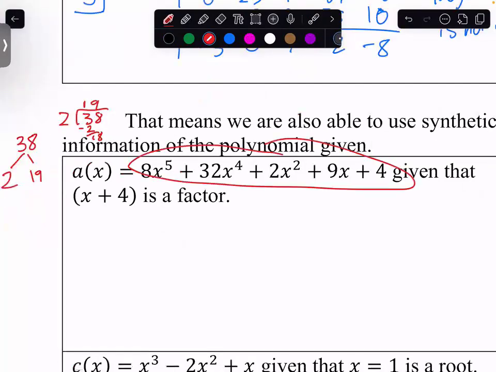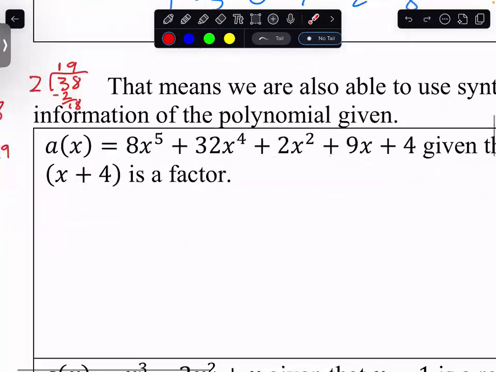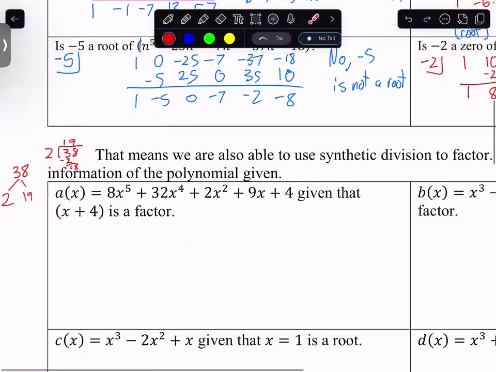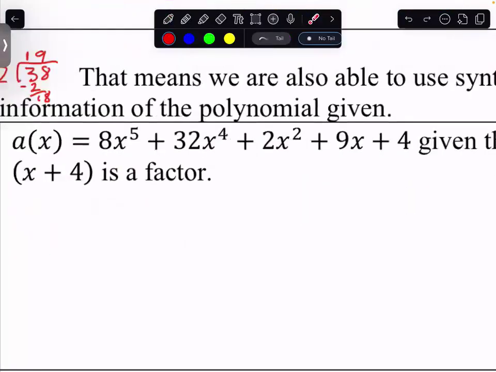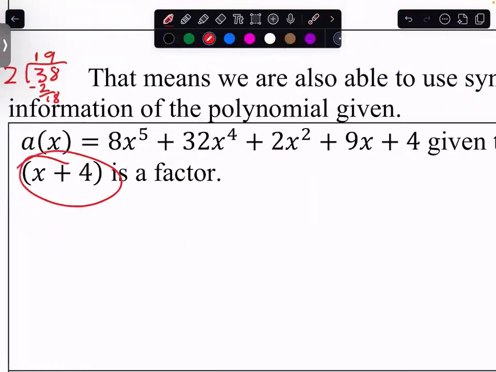If this has x plus 4 as a factor, to find the other factor, we'll divide the original polynomial by the given factor. Okay, so this is going to be exactly what we basically were just doing. So since you're given a factor, you need to find the root to start.